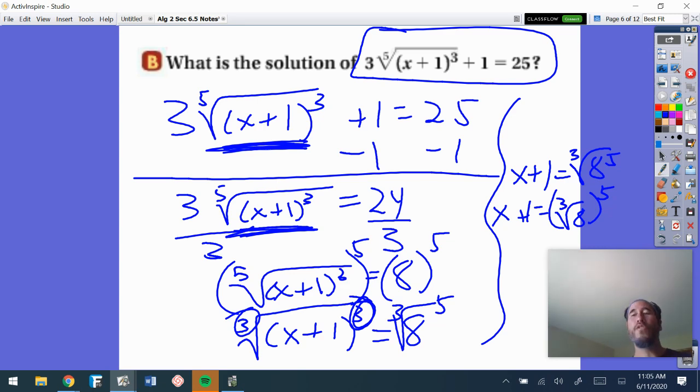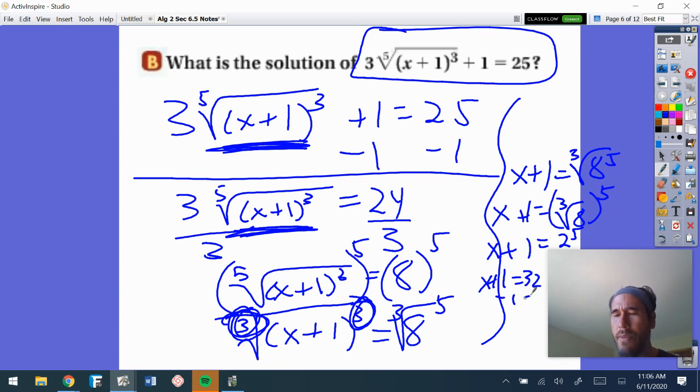Now, if you notice for this one, you might have said, Mr. T, you forgot the plus or minus. No, I didn't. Why does this one not have a plus or minus? Because that's an odd root. So you don't need the plus or minus. And then this one here, we have x plus 1. We all know what the cube root of 8 is. It is 2. And then we should know what 2 to the 5th power is. But if not, use your calculators, and you get 32, minus 1, x equals 31.